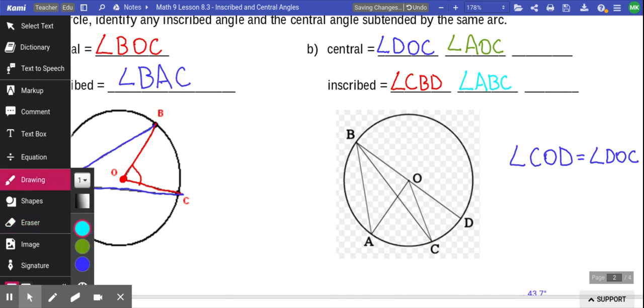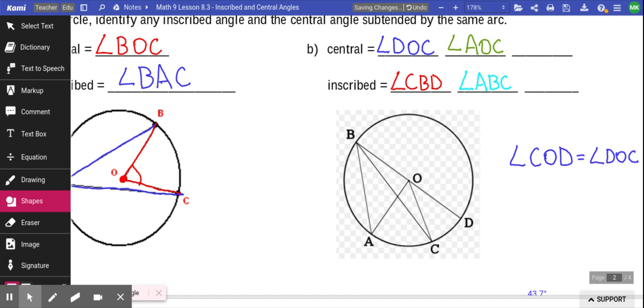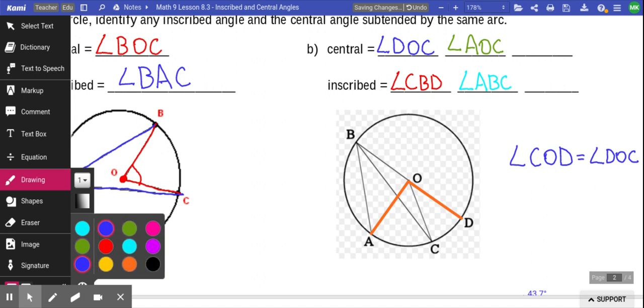So another one, we could go from, how about A to D? Have we done that? We haven't done that. So I could get from A to D by going A to O to D. And that would create a central angle because I'm going through the middle. So let's write that out. Central angle, AOD.